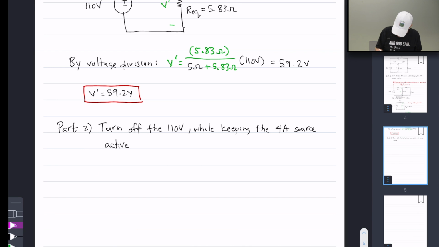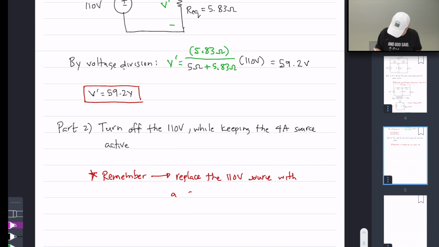Now, again, remember that unlike the current sources, when you turn them off, or you replace them with open circuits, when you turn off voltage sources, you don't replace them with open circuits, you actually replace them with short circuits. You replace them with wires. So here, we're going to replace the 110 volt source with a short circuit. In other words, just another wire.